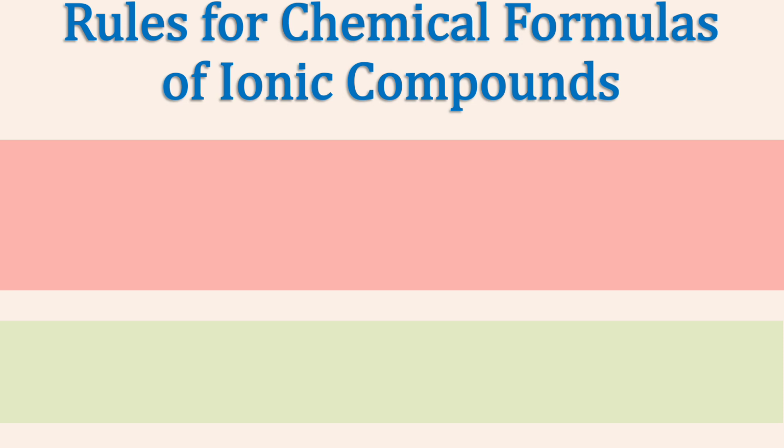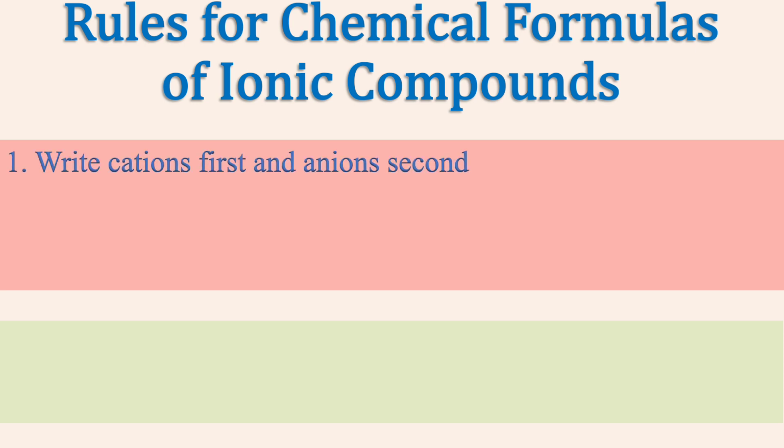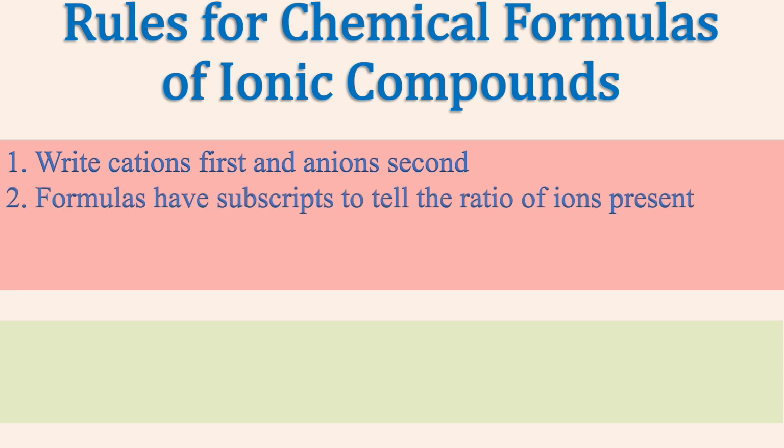Here are the rules for writing chemical formulas of ionic compounds along with a few examples. We write the elemental symbol for the cation first and the anion second. The chemical formulas have subscripts next to each symbol to tell the ratio of ions present, which should reflect balanced charges. This means that the net charge is 0.